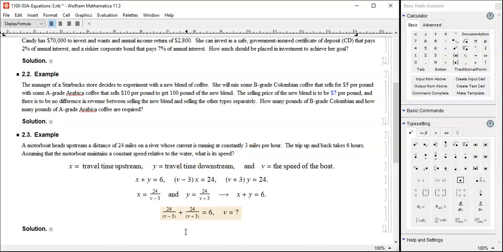As a matter of fact, this problem came from the textbook as an example problem, so you can read through the textbook if you're really stuck. But me, I'm going to stop here.